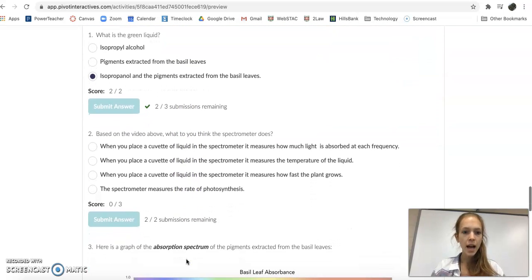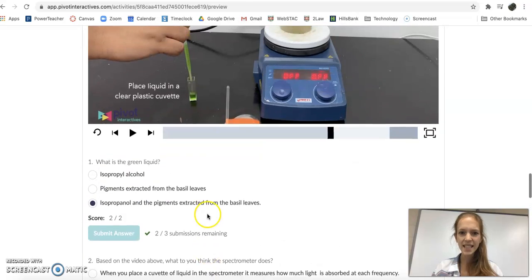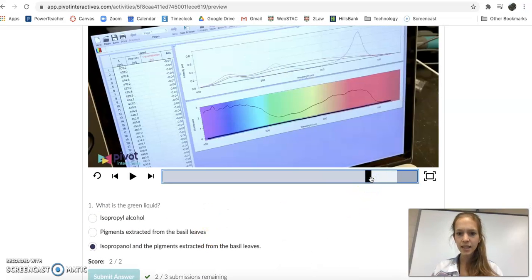So now it's asking you, what is this thing, the spectrometer? What is it measuring? Well, if you look really closely in here, on the y-axis of the top graph, we've got intensity. That doesn't tell us much. But then on the bottom, we've got absorbance. That's what this says. And if we look on the x-axis, we have wavelengths.